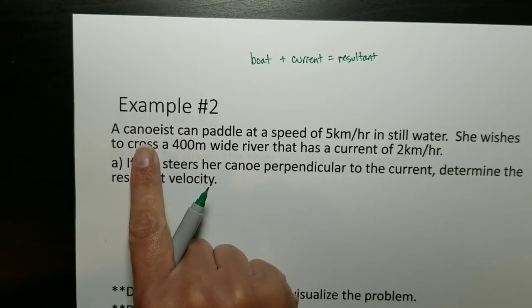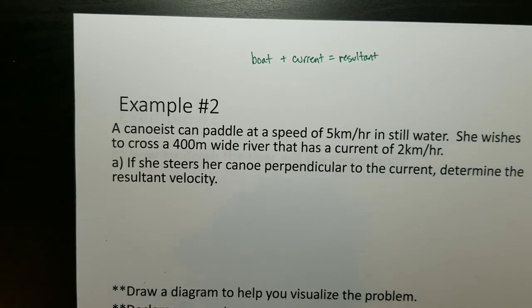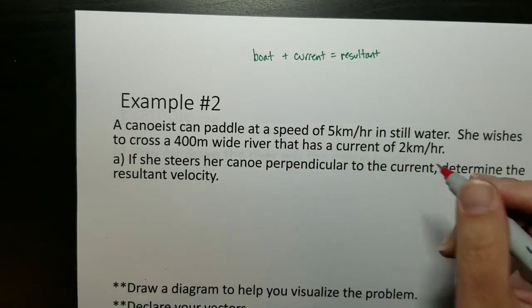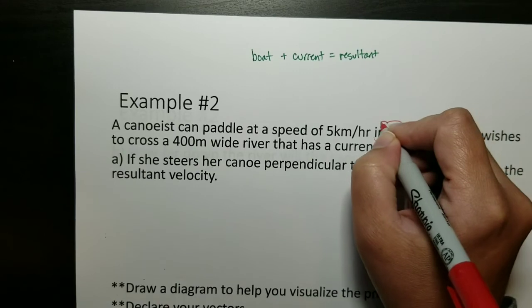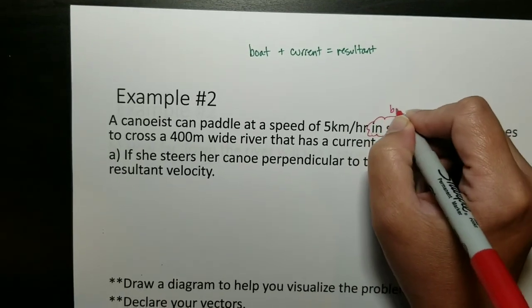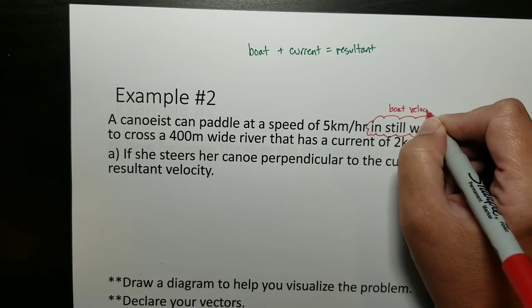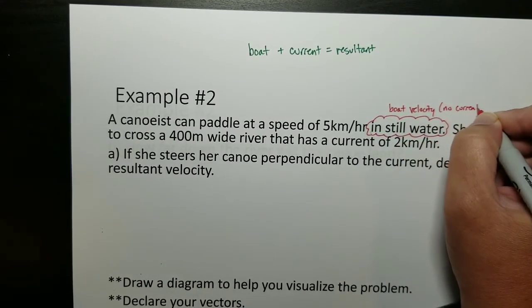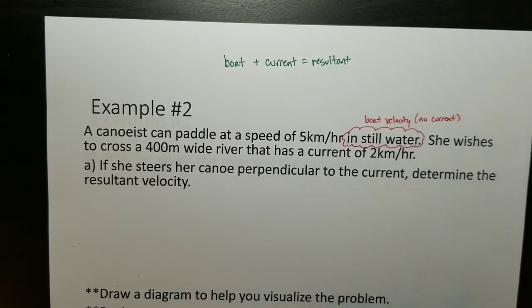So the first question here says a canoeist can paddle at a speed of 5 kilometers per hour in still water. So this in still water, that means that's the boat speed or boat velocity with no current. That means that that's the boat's velocity, not the resultant velocity.